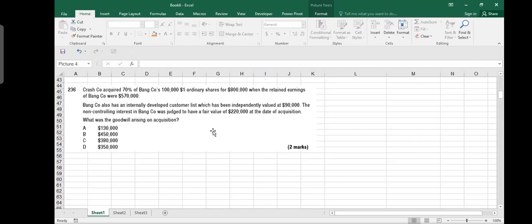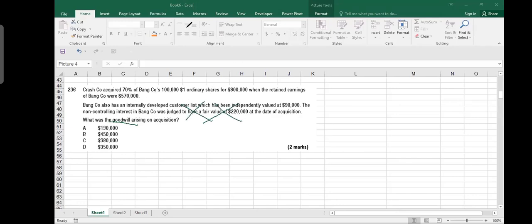So Crash Company acquired 70% of Bank for $100,000, one-dollar ordinary shares. So 70% you are buying, which means 70,000 shares you are buying for $800,000 when the retained earnings of Bank Company were 570. So the question is, what is the goodwill? Now, if I ignore this part, I can find out goodwill from here.